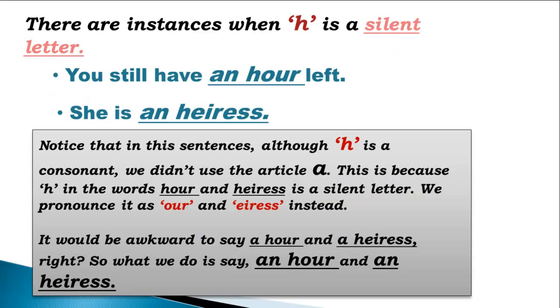There are instances when h is a silent letter. Examples: you still have an hour left, and she is an heiress. Notice that in these sentences, although h is a consonant, we didn't use the article a. This is because h in the words hour and heiress is a silent letter. We pronounce them as "our" and "eiress" instead. It would be awkward to say a hour and a heiress, right? So what we do is say an hour and an heiress.